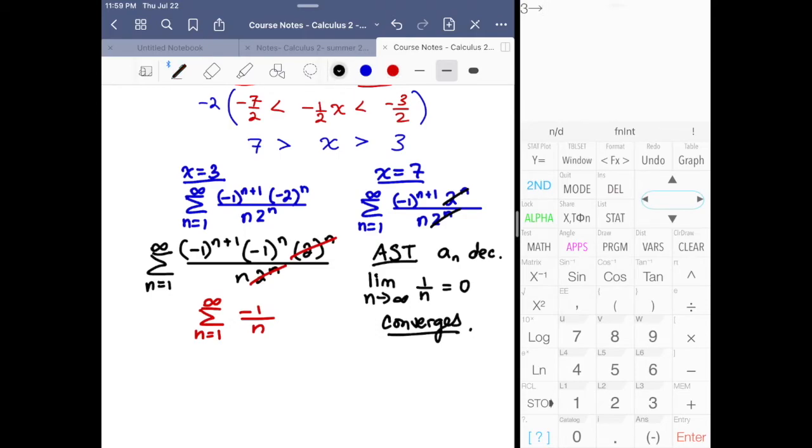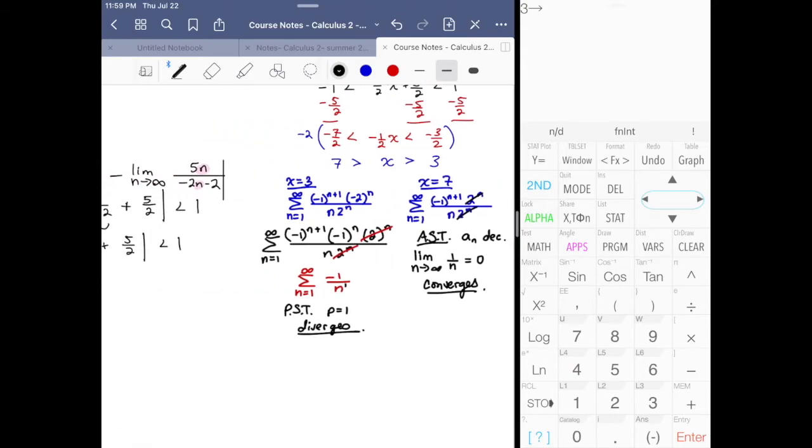All right, so this got rid of the alternating series part of it. This made it a p-series test. This is an exponent of 1. P is equal to 1, therefore it diverges.